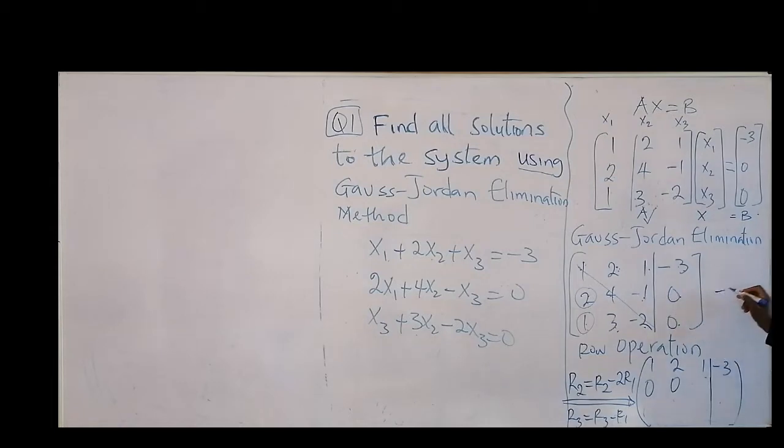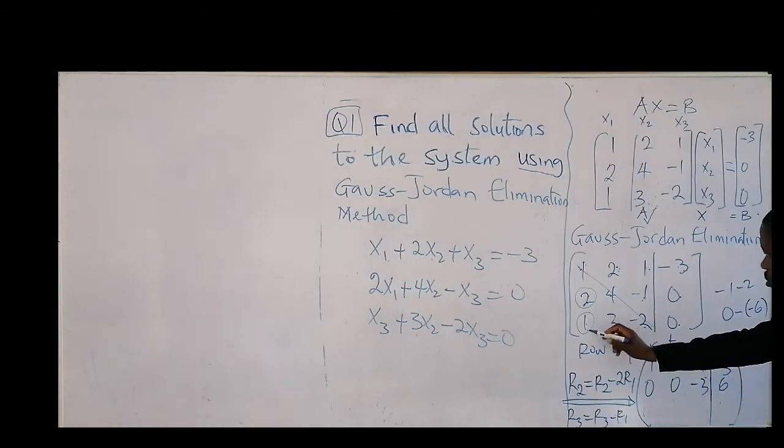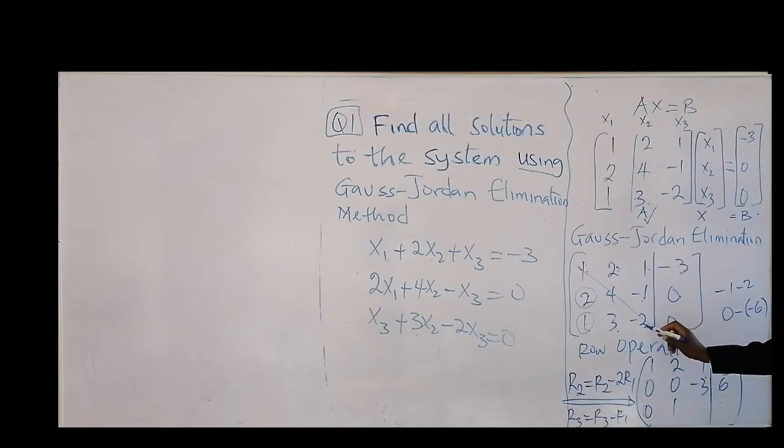Here is minus 1 minus this one times 2, that's minus 3. Here, 0 minus 2 times minus 3 is 6. So row 2 is 0, 0, minus 3, 6. And then here, this one minus this, that's 0. This one minus this, that's 1. And then minus 2 minus 1, that's minus 3. And then 0 minus minus 3, that's 3.